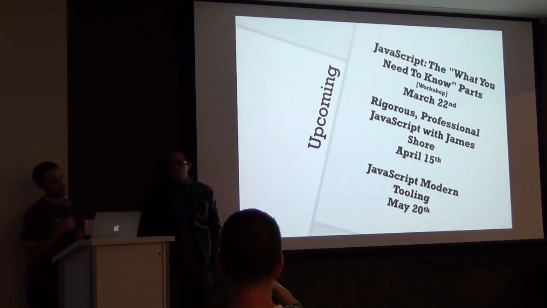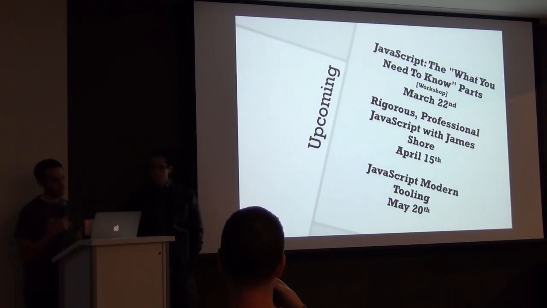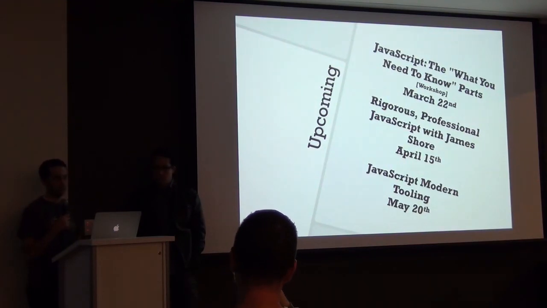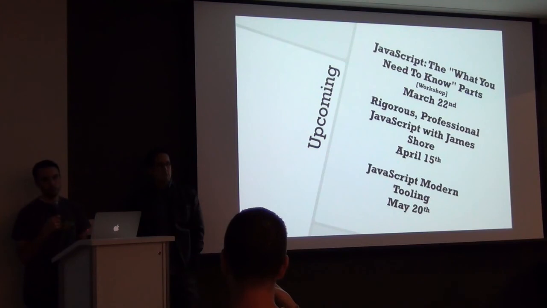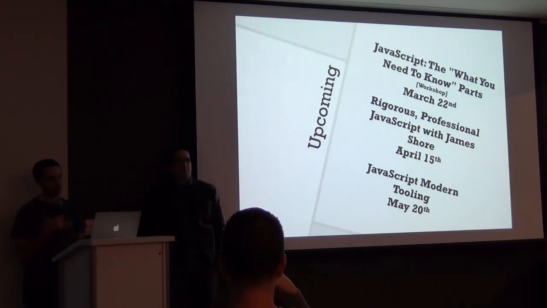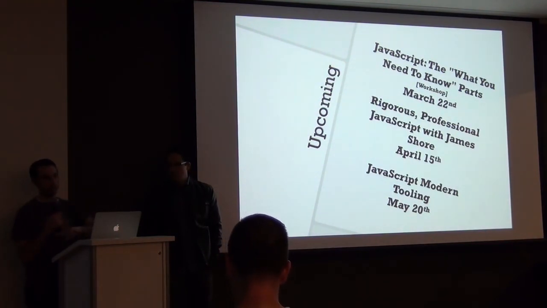Some upcoming events that we have: we have the JavaScript, the what you need to know parts, which is a little play on the good parts and bad parts. And that's actually a workshop, and that's a cross-pollination event with the HTML5 group, I believe. And then in April, we've got James Shore coming in from Portland to give a great little talk. And then on May 20th, we've got JavaScript Modern Tooling. And likely, between now and then, there are going to be some other events added, so definitely do keep an eye on the meetup group.